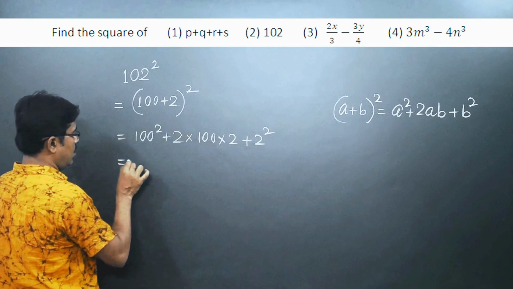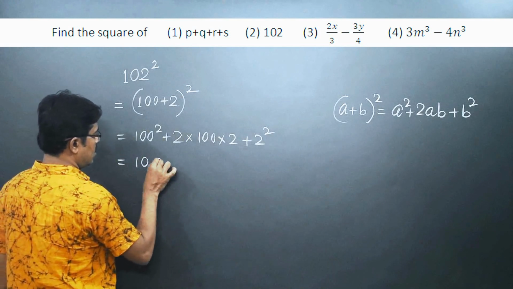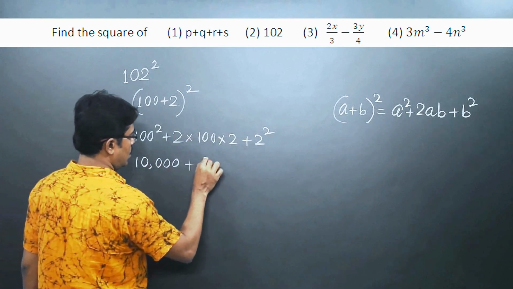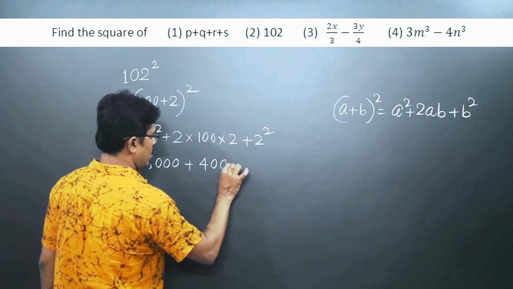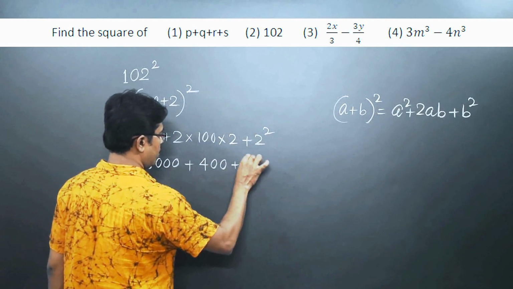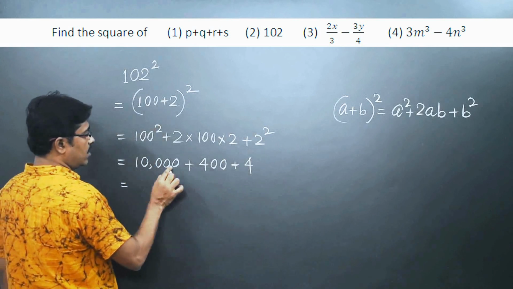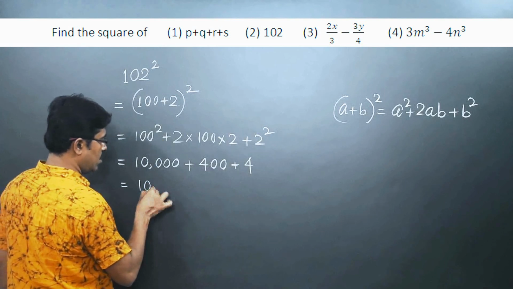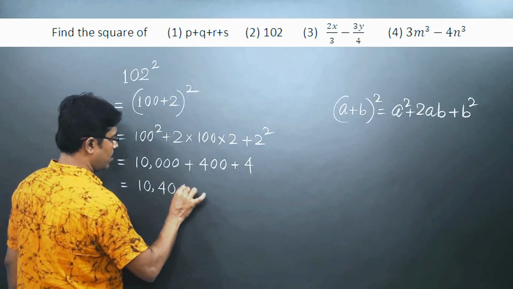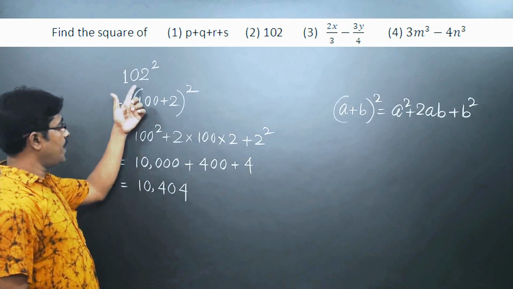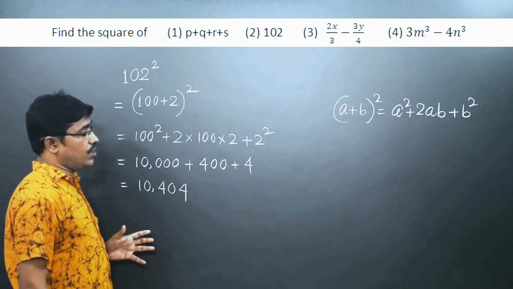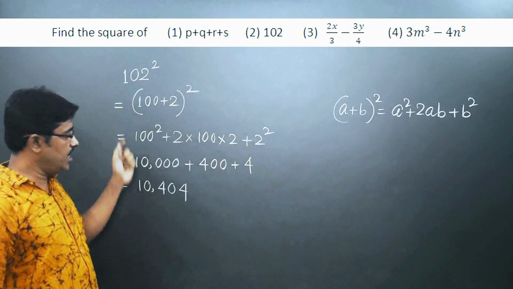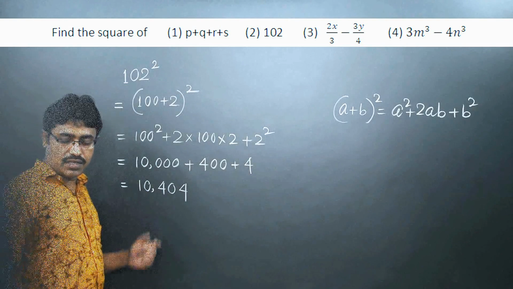100 square, that is 10,000, plus 2 into 100 into 2, that is 400, plus 2 square, that is 4. 10,000 plus 400 plus 4, that is 10,404. This is the square of 102. We used this identity to find the square of 102. This is the result.